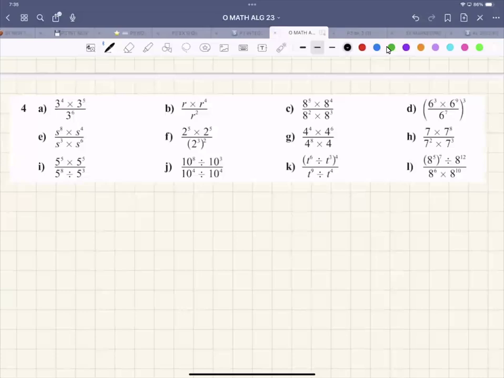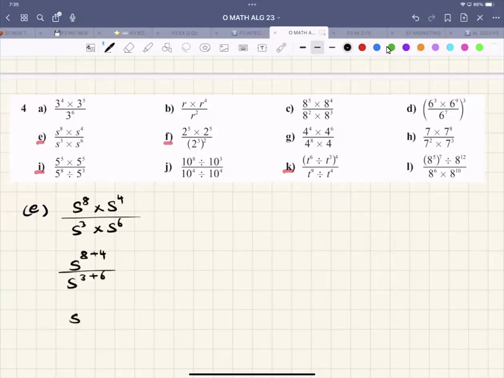The same kind of scenario over here. So let me try out part E. Let me try out part I. Let me try out part F. And a symbolic part K. So now over here, we have part E first. So part E, that is S power 8 into S power 4 divided by S power 3 into S power 6. S power 8 plus 4, that is in the numerator, S into 3 plus 6 in the denominator, S raised to power of 12 over S raised to power of 9.